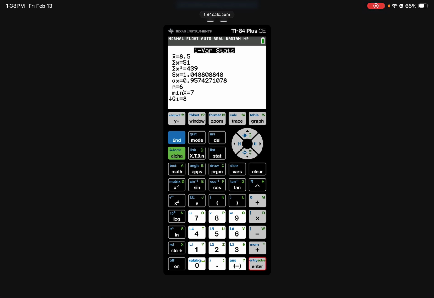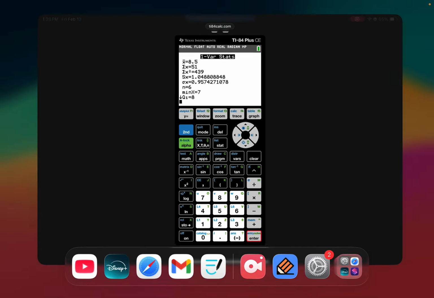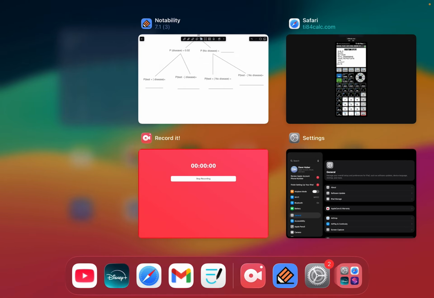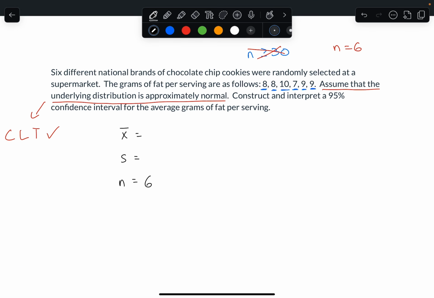Here is our mean. Our mean, x bar, is 8.5, and then our standard deviation in this problem is 1.049. I'm going to go around to 3 decimal places just to be safe, but 1.049. So let's hop back and make notes of that. Hop back to my notes here. So we said our mean is 8.5 and our standard deviation was 1.049.